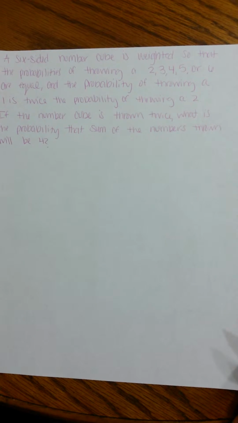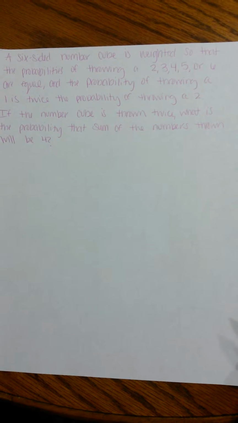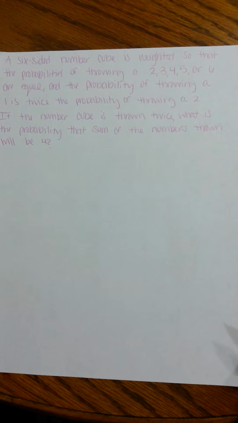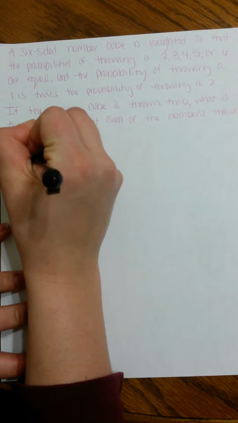So the next one says, a 6-sided number cube is weighted so that the probabilities of throwing a 2, 3, 4, 5, or 6 are equal, and the probability of throwing a 1 is twice the probability of throwing a 2. If the number cube is thrown twice, what is the probability that the sum of the numbers thrown will be 4? So the first thing you want to do is draw out a table of your probabilities.